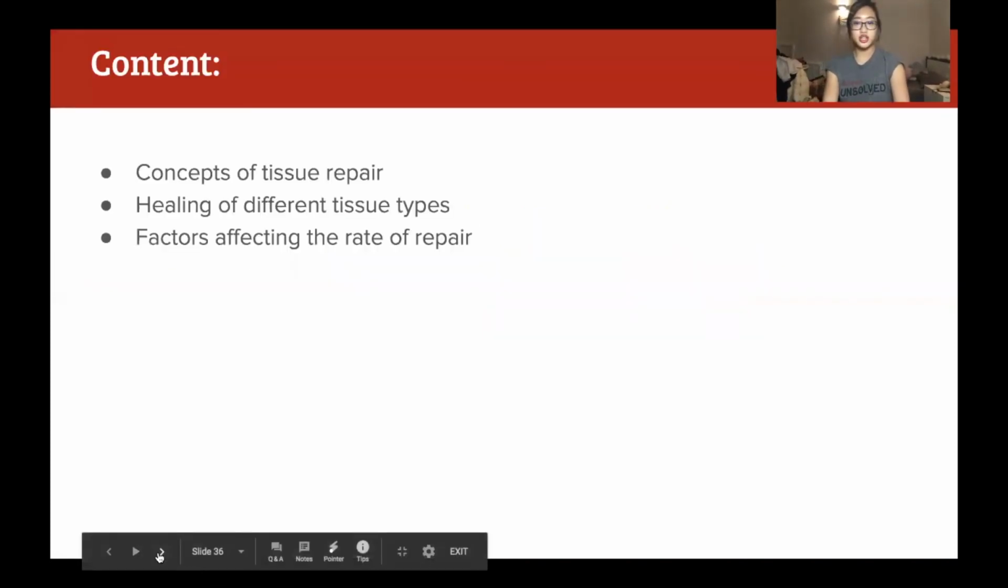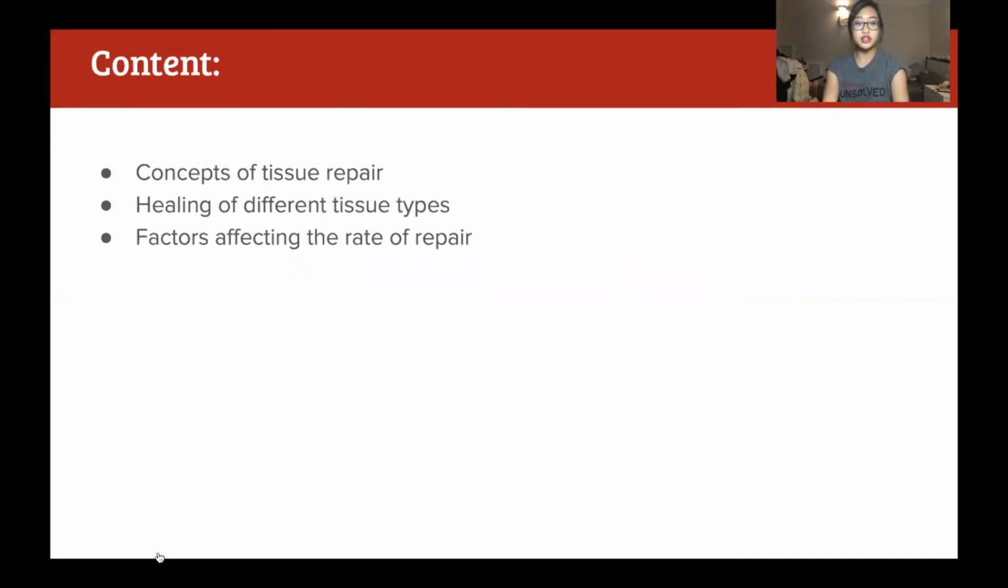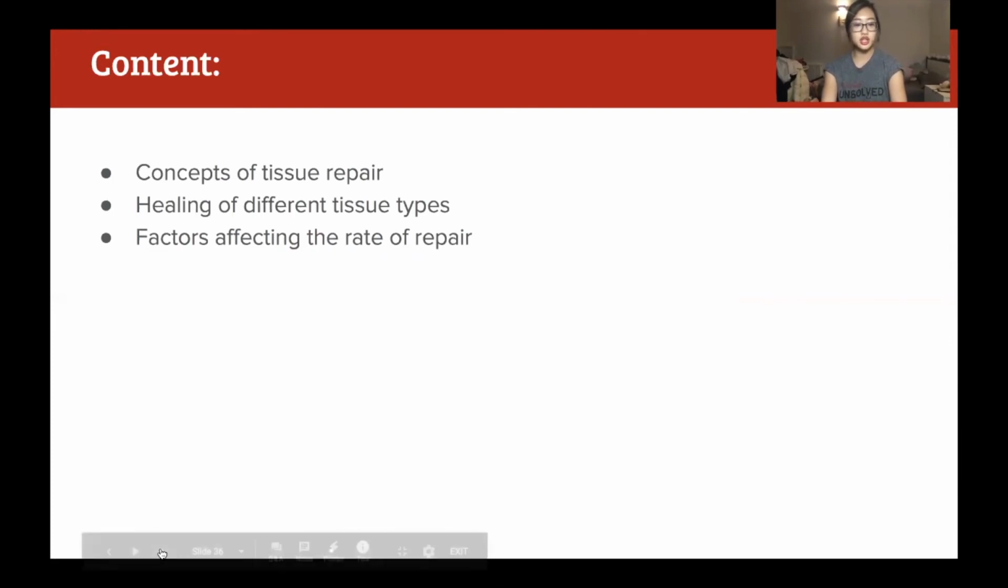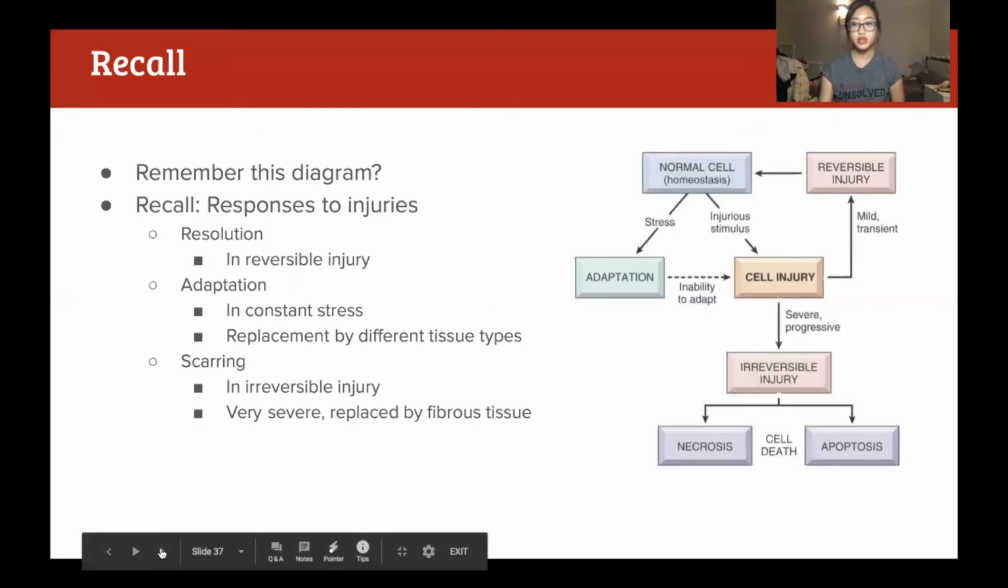Okay, so what are we going to learn today? Today we're just doing some basic concepts. We're also doing the healing of different tissue types and factors affecting the rate of repair of tissues. It's going to be very light today. So let's just make a start. Okay, so if you remember this diagram from last week, that's cool. If you don't, also fine.